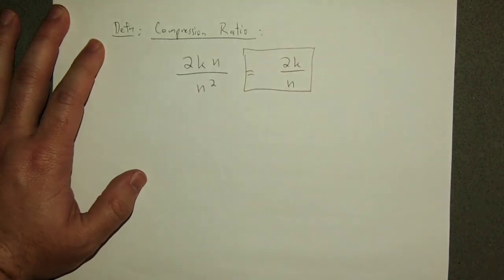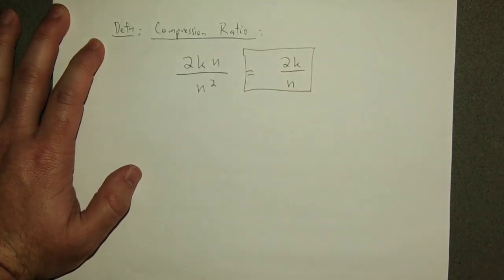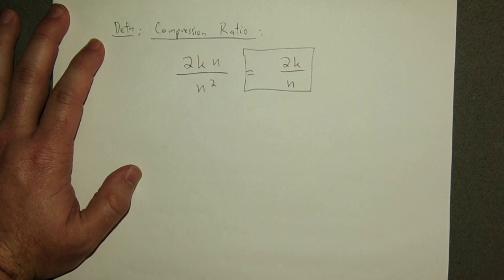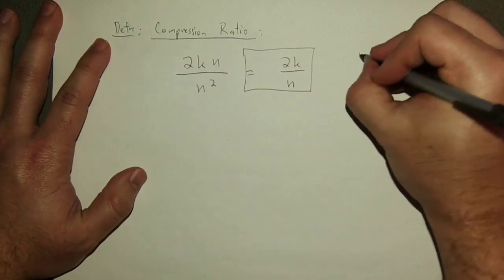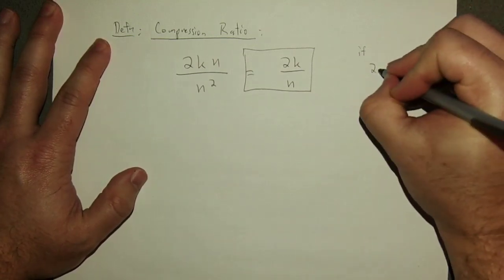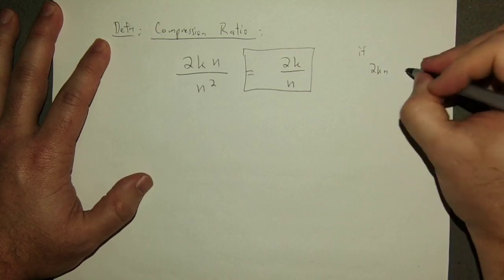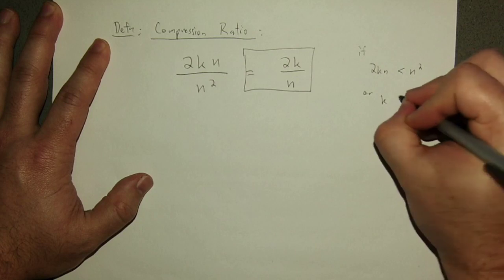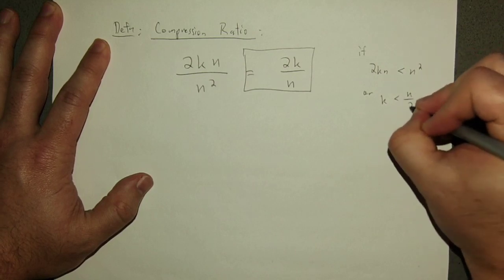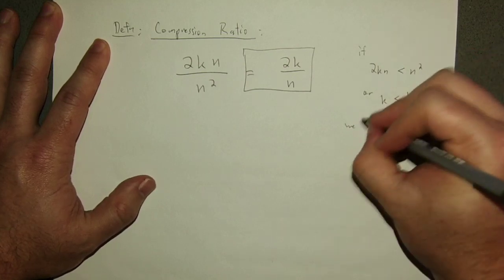And the way to think about this is that this is basically the thing that tells me whether or not I've saved space or how much space I've saved. So if 2kn is strictly less than n squared, or if k is less than n over 2, we've saved space.